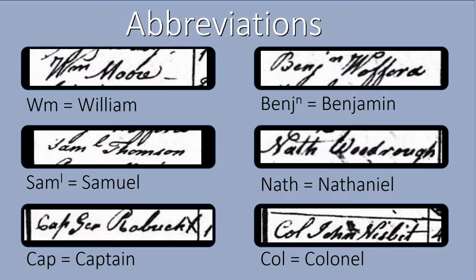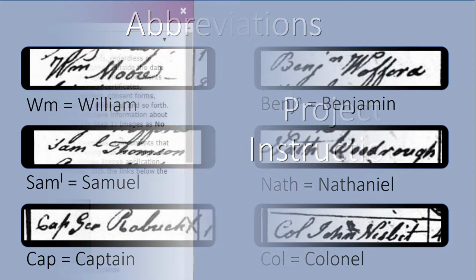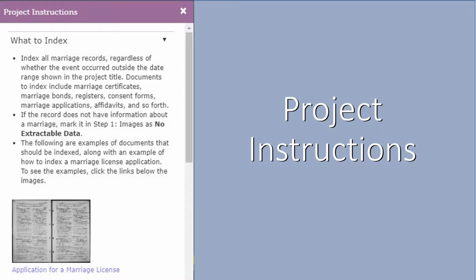Another issue is the abbreviations used, especially for names. Often one can guess the name from the abbreviation. See the Indexing Project instructions to know if you should spell the name the same way that it was written, or if you should spell the name out. The first time you start a new batch of a different record type, it's a good idea to read through the instructions. You can always refer back to them while indexing if another question comes up.